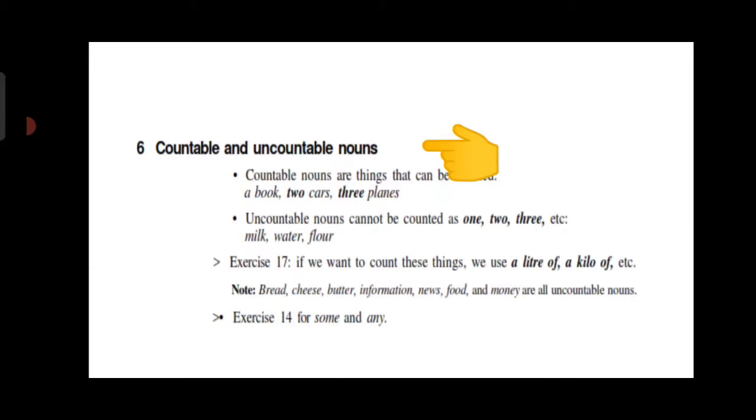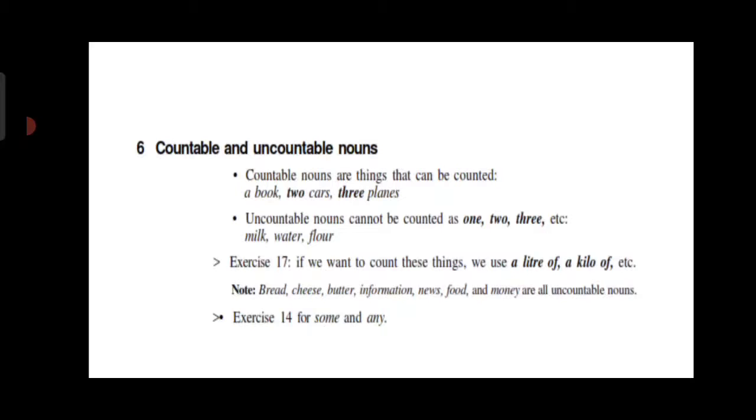Okay, next I'd like to talk about countable and uncountable nouns. So, guys, here in English, we have nouns which are divided into two types. Countable means that we can count the objects, and whenever we have more than one, that's plural. So we put the ending s.